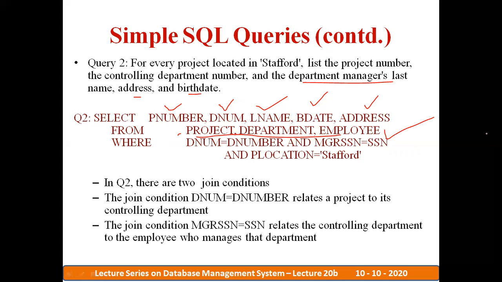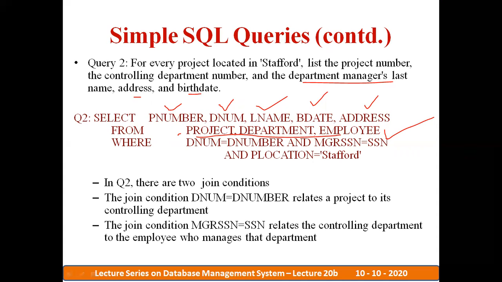Now after that I need to combine these three tables. Whenever you are combining the three tables, a minimum of two joins are required. If there are two tables, one join is enough. If there are three tables, you need two joins. If there are four, then it will be three. So always the number of joins will be one less than the number of tables listed.